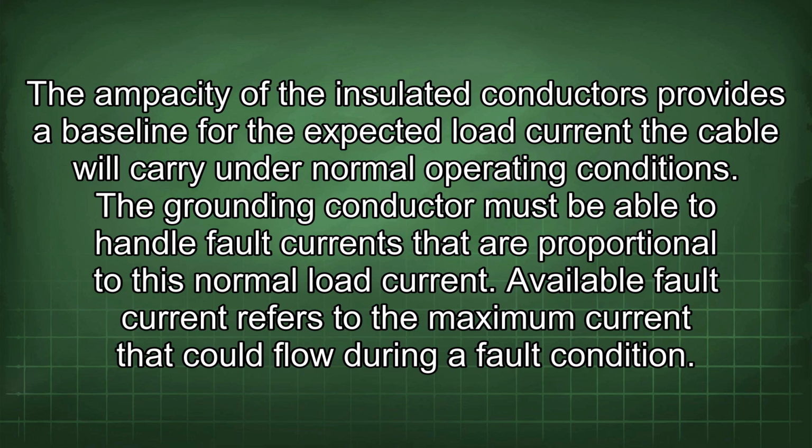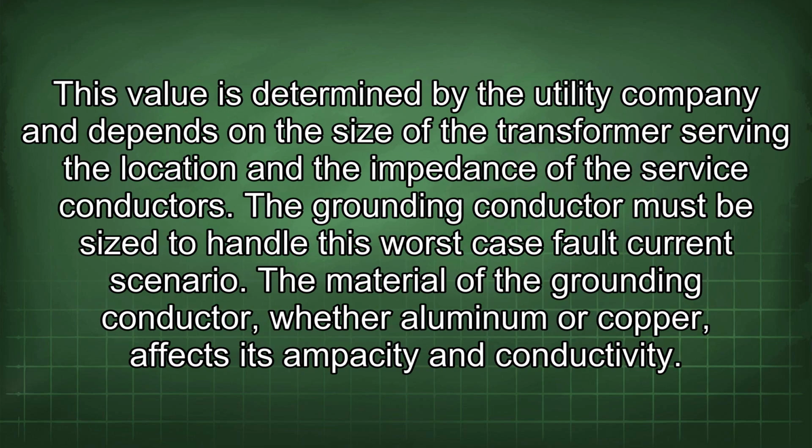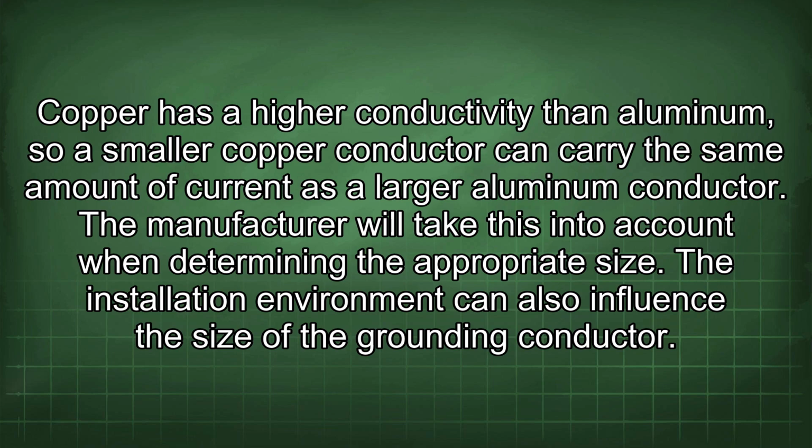Available fault current refers to the maximum current that could flow during a fault condition. This value is determined by the utility company and depends on the size of the transformer serving the location and the impedance of the service conductors. The grounding conductor must be sized to handle this worst-case fault current scenario. The material of the grounding conductor, whether aluminum or copper, affects its ampacity and conductivity. Copper has a higher conductivity than aluminum, so a smaller copper conductor can carry the same amount of current as a larger aluminum conductor. The manufacturer will take this into account when determining the appropriate size.